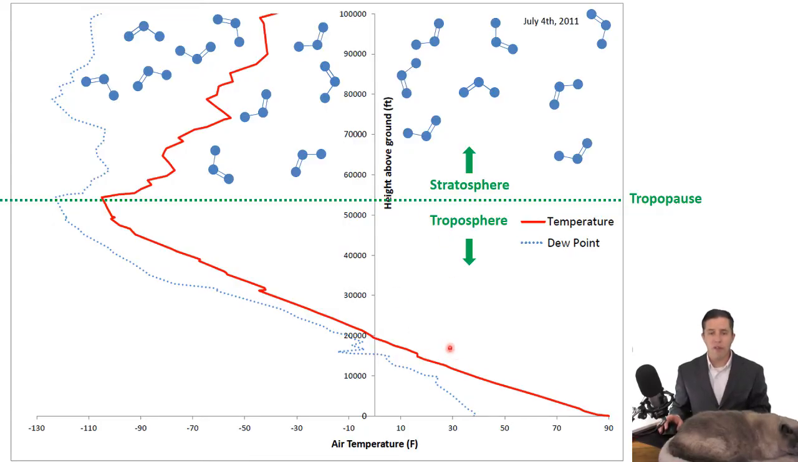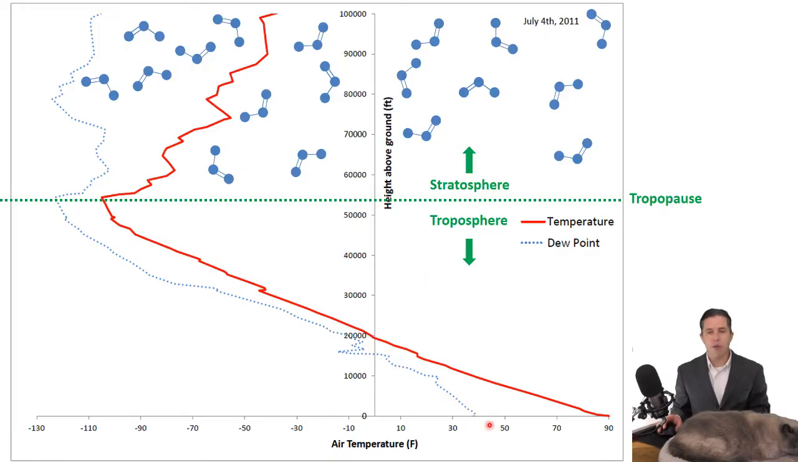And so far what we've said is that the troposphere is characterized by the fact that it gets cooler with height, whereas the stratosphere gets warmer with height. We also said that the stratosphere has ozone and the troposphere does not. Now, there are also several other very important differences.